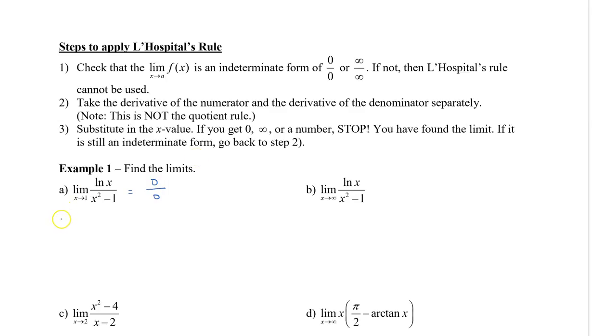So we're going to take the derivative of the numerator, and the derivative of natural log of x is 1 over x. And the derivative of x squared minus 1 is 2x. All right, so let's see what happens when we plug in 1 now. In the numerator, I get 1. In the denominator, I get 2 times 1, which is a half. So I actually found a limit. I can stop now, and we're happy about this.